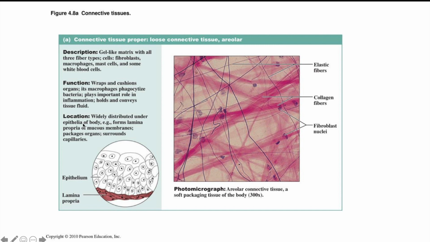It's widely distributed under the epithelia of the body, forms the lamina propria of mucous membranes. That's the part that is underneath that simple columnar epithelium, which is going to be the lamina propria. And it's also going to be around organs and capillaries and so on and so forth. So it's kind of all over the place. And you need to know what it looks like, and you need to realize that, okay, I see these fibers, I see the cells, and everywhere in between is going to be the extracellular matrix.